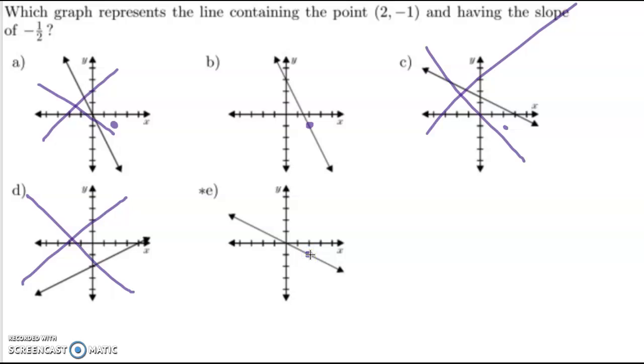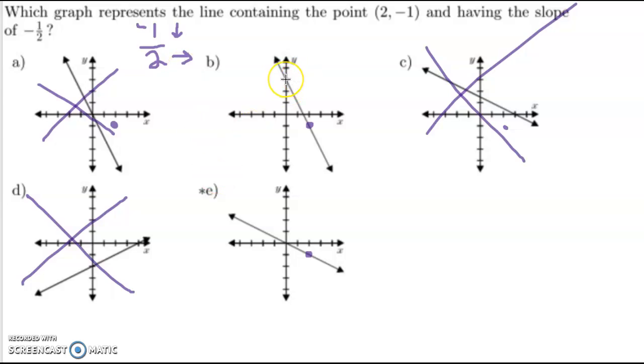So now what I'm looking for is a slope of -1/2. Remember, slope means rise over run. So if I have -1/2, let me rewrite it here. The -1 means I'm going to go down 1, because my rise, which is my y, up and down, is a negative number. The +2 means I go to the right 2.